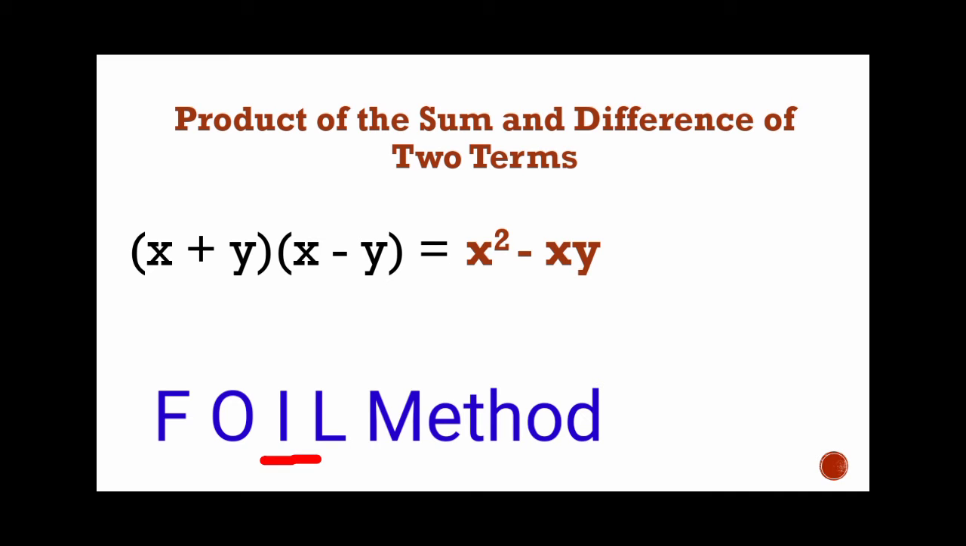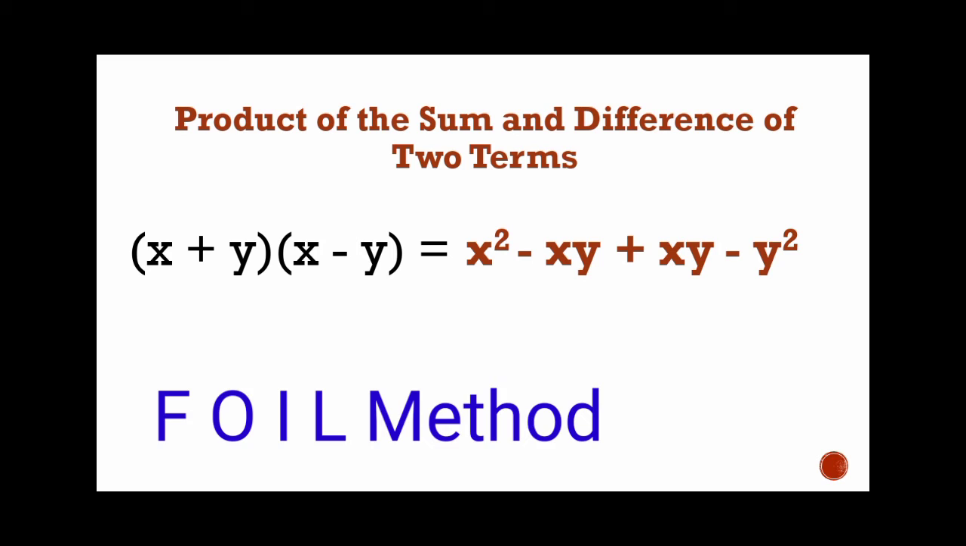Then, I is for the inner terms. So, y multiplied by x is xy. Then, L is for the last terms. So, ang last terms natin dito ay y and negative y. So, ang product niyan is negative y squared.